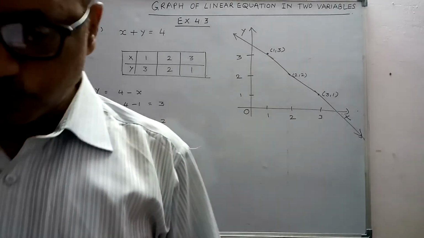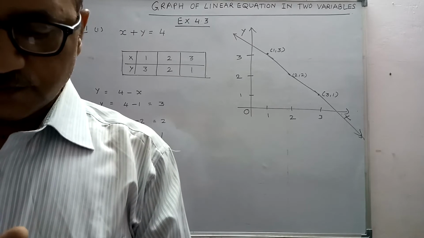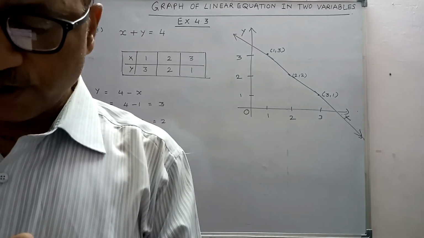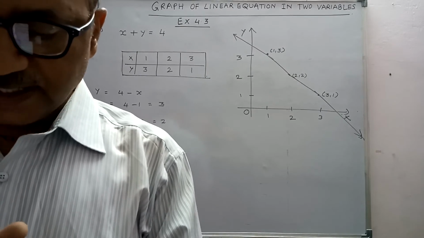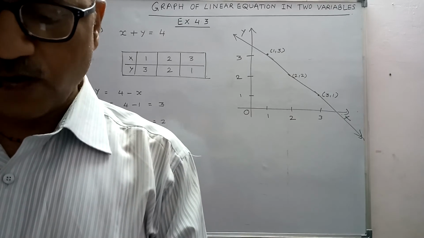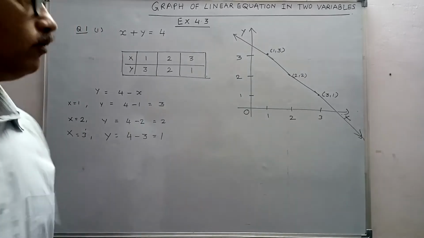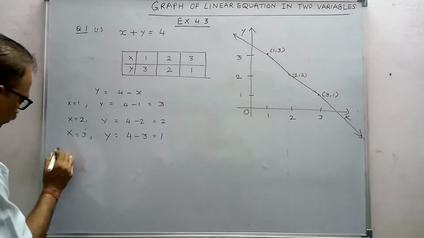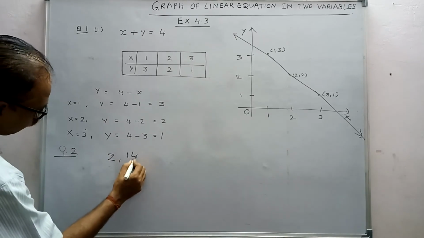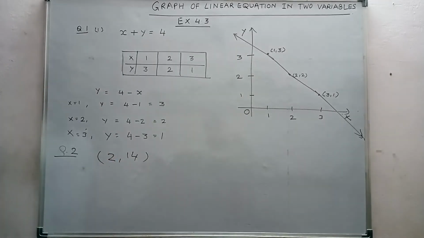Question number 2 is, give the equation of two lines passing through 2, 14 and how many more such lines are there and why. The point is given to you, 2, 14. That means this is the value of x and this is the value of y.